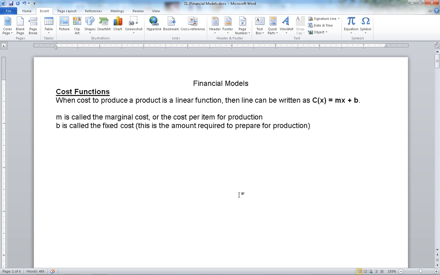Now m, in this case, is called the marginal cost, or it's the additional cost per item for production. b is called the fixed cost. This is the amount required just to get ready for production, even without producing any parts.